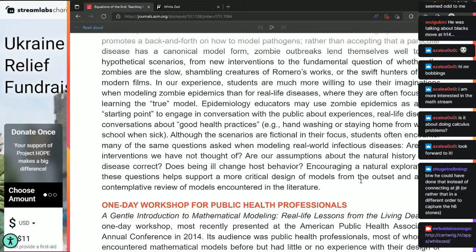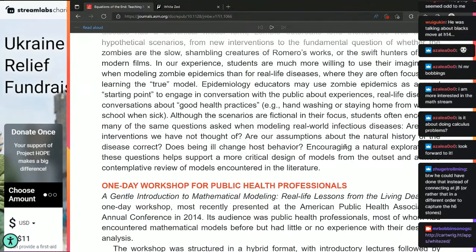Although the scenarios are fictitious in their focus, students often encounter many of the same questions as asked when modeling real-world infectious diseases. Are there interventions we have not thought of? Are our assumptions about the natural history of the disease correct? Does being ill change host behavior? Encouraging a natural exploration of these questions helps support a more critical design of models from the outset and a more contemplative review of modeling encountered in the literature.